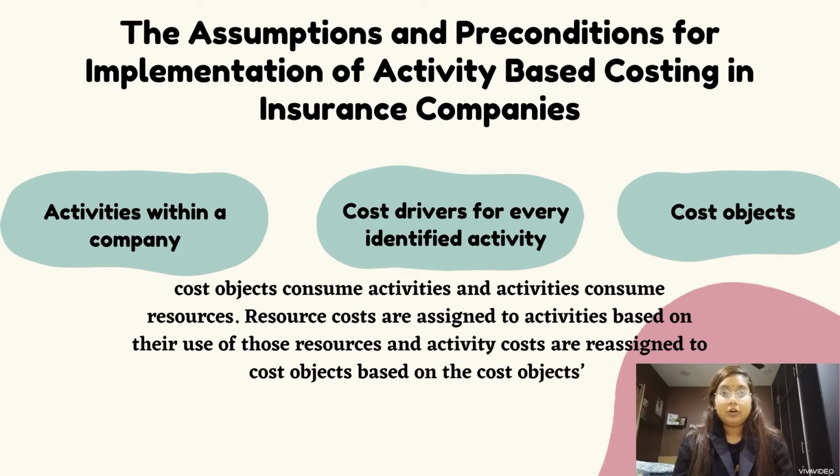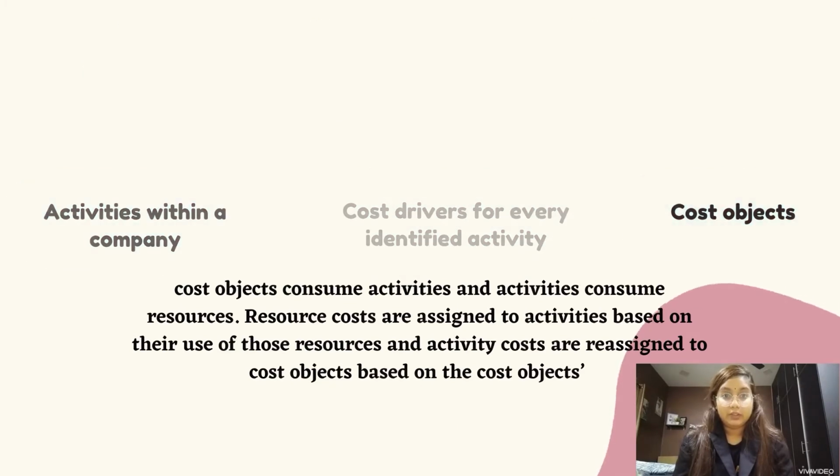The main assumption of activity-based costing is that cost objects consume activities and activities consume resources. Resource costs are assigned to activities based on their use of those resources, and activity costs are reassigned to cost objects based on the cost object's proportional use of the activities. Cost objects are usually insurance products, customers, or channels. Activities should be defined in every area of an insurance company, from the corporate level to the profit centers or operational level.